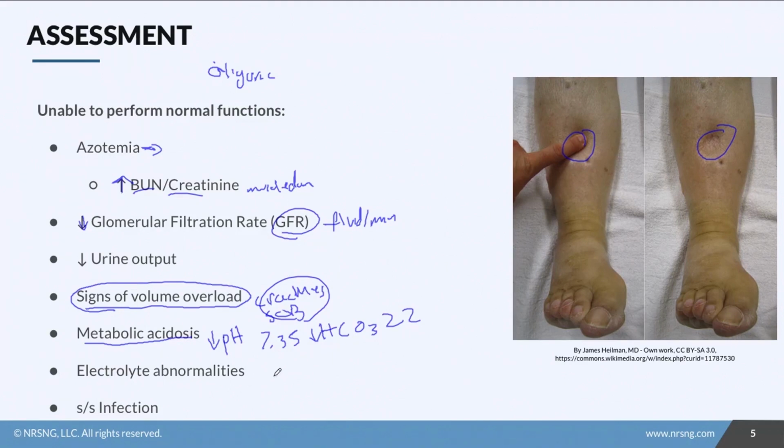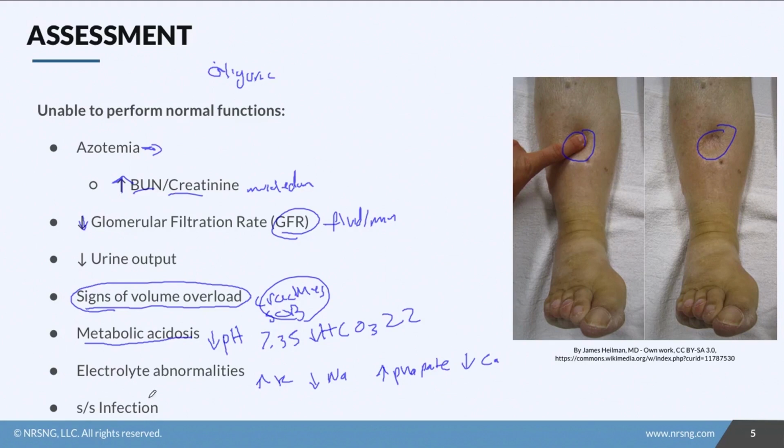And we know that non-functioning kidneys can't regulate electrolytes like they should. So we want to look more closely at this during our chronic kidney disease lecture, our CKD lecture. But what we'll see is an increase in potassium, a decrease in sodium, an increase in phosphate, and a decrease in calcium.